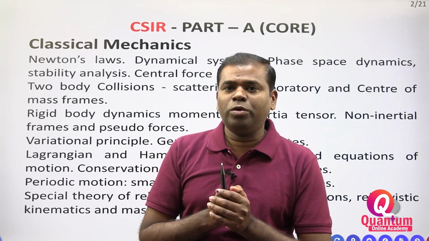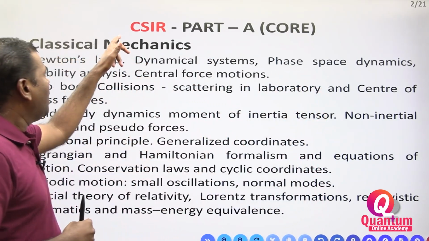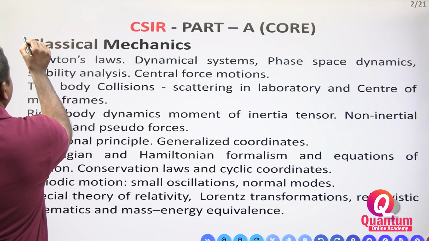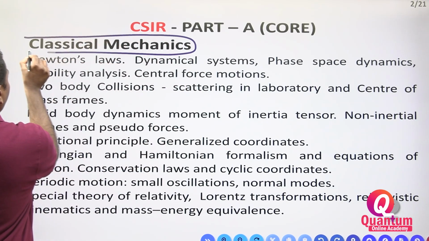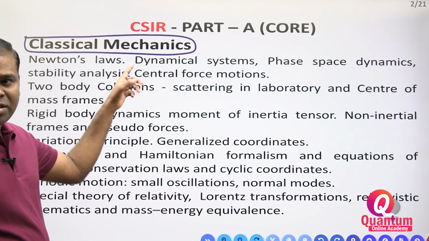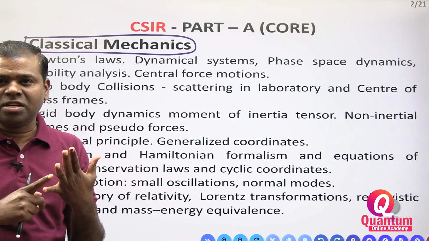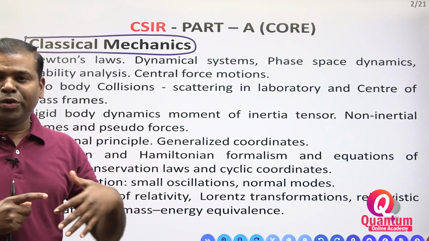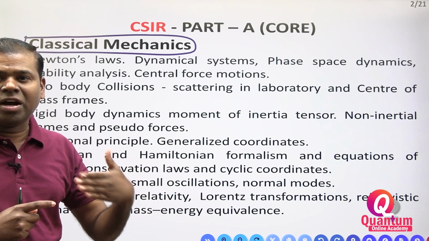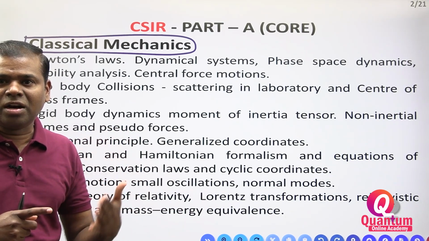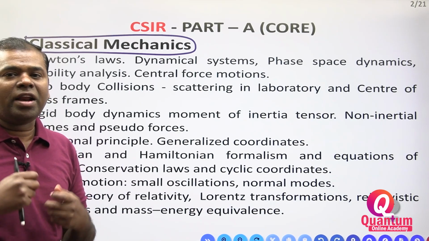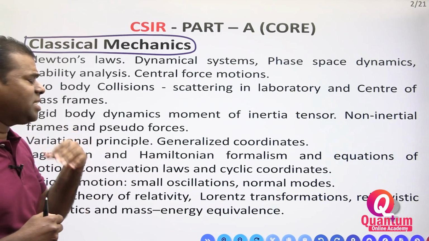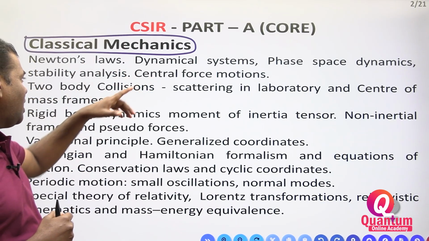First we have to see the core paper. What is the core paper? CSIR part A core paper is classical mechanics. Part A, you have to see what the syllabus is. Newton's laws: Newton's 3 laws are there, the first law, second law, third law. The first law we call Newton's law of inertia, the second law we call Newton's law of motion, and the third law we call Newton's law of action and reaction.